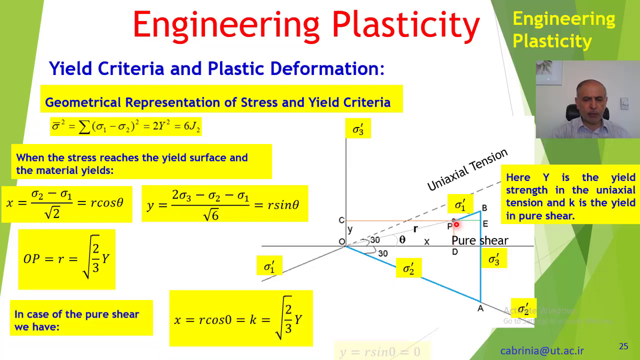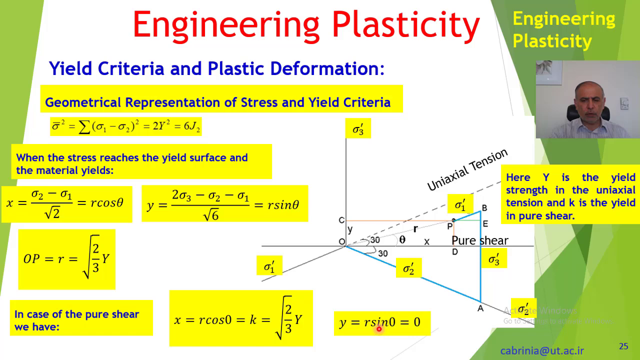Also for pure shear is this one. OD is pure shear. Now, here we don't have any normal stresses. We just have shear stresses. So if we put theta equal to 0, and that's the yield point, we put it here, then we get K equal to root 2 over 3 times Y. It's according to this criteria.